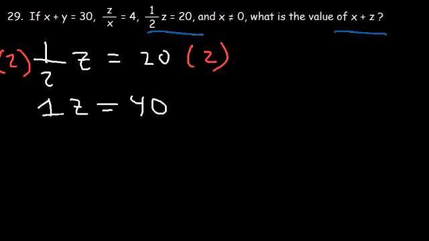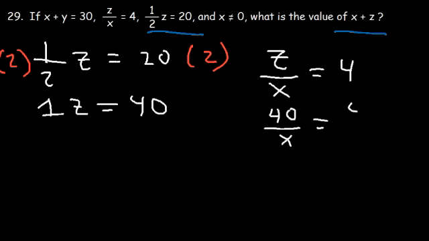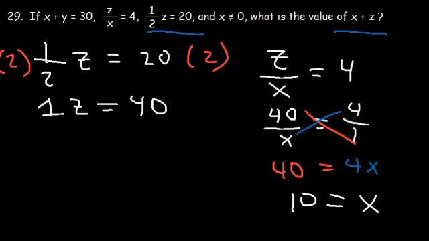So z divided by x is equal to 4. And we know that z is 40, so we have 40 divided by x is 4. Let's cross multiply. I'm going to write 4 as 4 over 1. So 40 times 1 is 40, and x times 4 is 4x. So if we divide both sides by 4, 40 divided by 4 is 10, so x is 10.